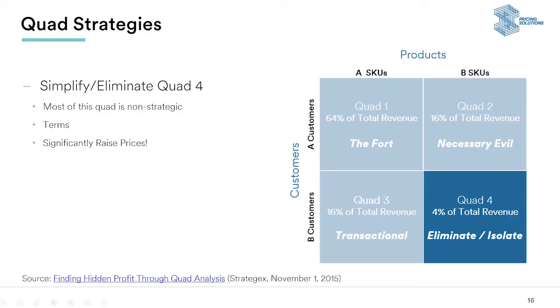Quad 4, this quad is non-strategic. The strategy there was eliminate and isolate. This is where we're going to get rid of complexity. It's 4% of our revenue, and it's costing us 25% or whatever it's costing in terms of running that quad. We're going to reduce and eliminate there. So those were the strategies deployed. Significantly raising prices in quad 4.